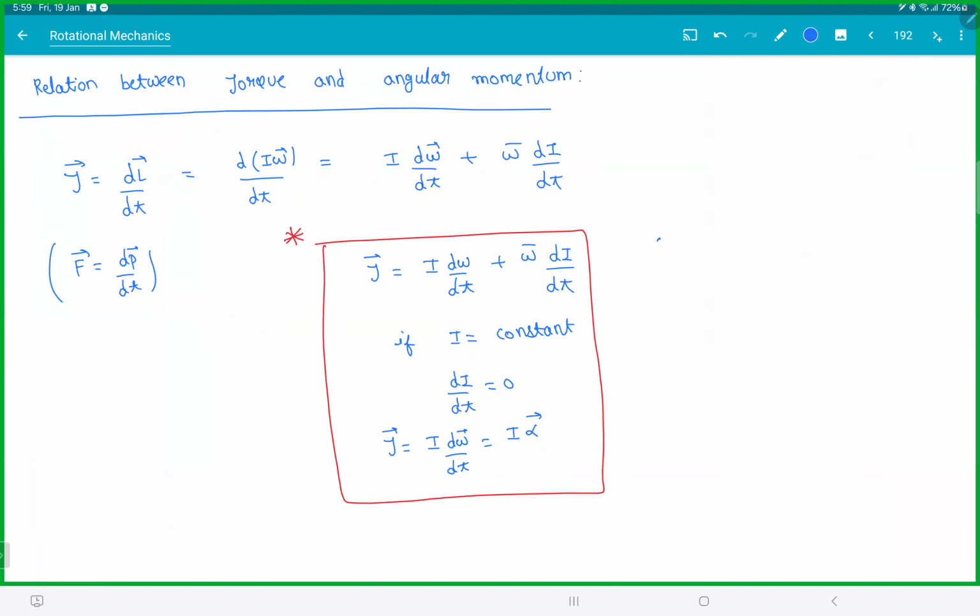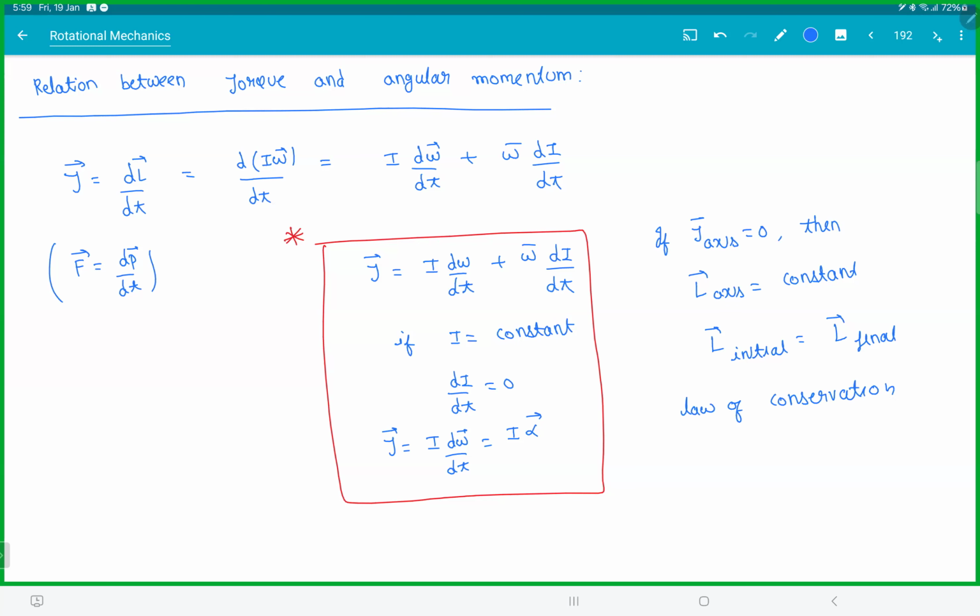And from here, you can see if torque about an axis is 0, then angular momentum about that axis is constant. That is, L initial is equal to L final. This is your third conservation, the law of conservation of angular momentum. If you think about it, till now, this is the third conservation. The first one was energy.